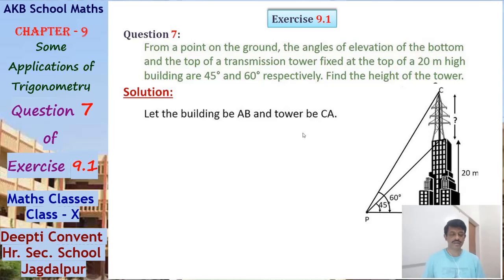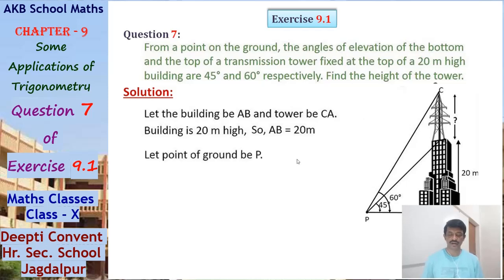Let the building be AB. This is the 20-meter high building. And let the tower be CA. This is the tower. So AB equals 20 meters. And let the point on the ground be P. This P is the point on the ground.